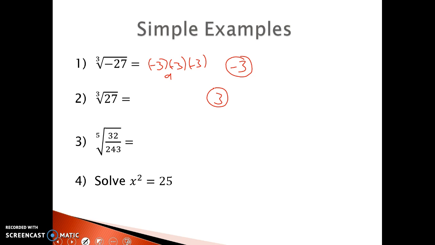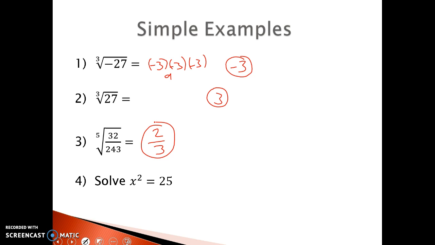Then if I take the 5th root, some of these things we're going to have to figure out. You can do this on your calculator. Under the math menu, there's a radical sign with an n up here. You can find any number of roots that you want to. But the 5th root of 32 is 2, and the 5th root of 243 is 3. And so the 5th root of 32 over 243 is simply 2/3.